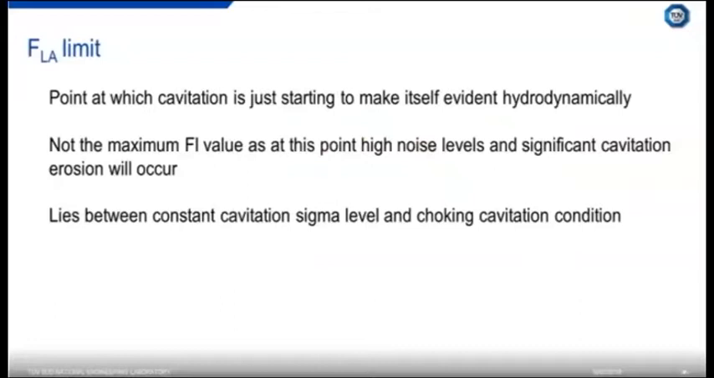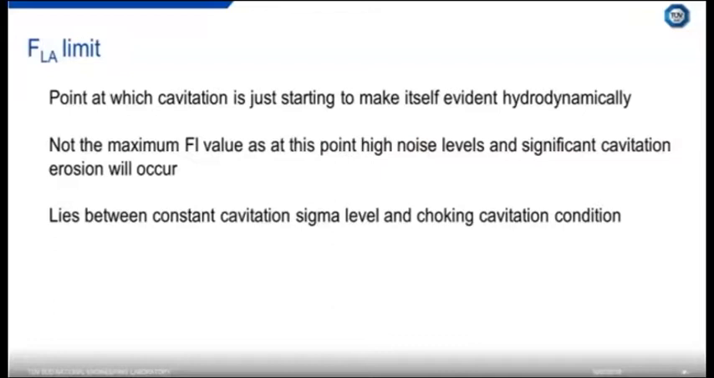Now this is something you might not have seen before, the FLA number. This is the point at which cavitation is just starting to make itself known hydrodynamically. So that basically means when the points start to deviate from this straight line. It's not the maximum FL value, whereas a lot of the time the FL values you see published are actually the maximum FL value.